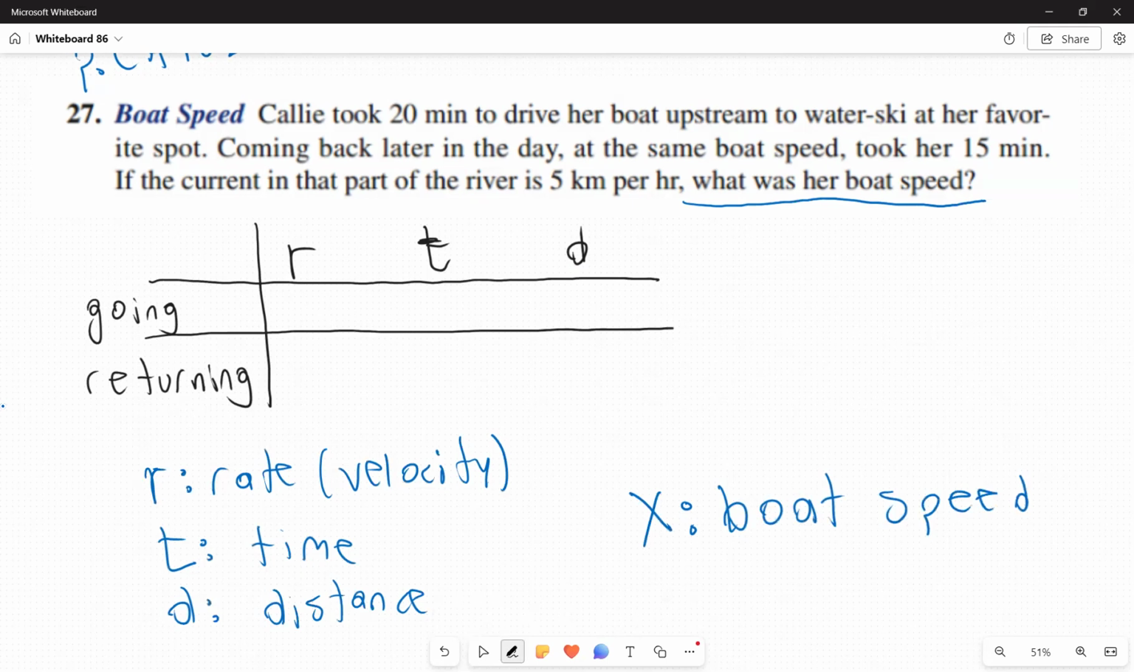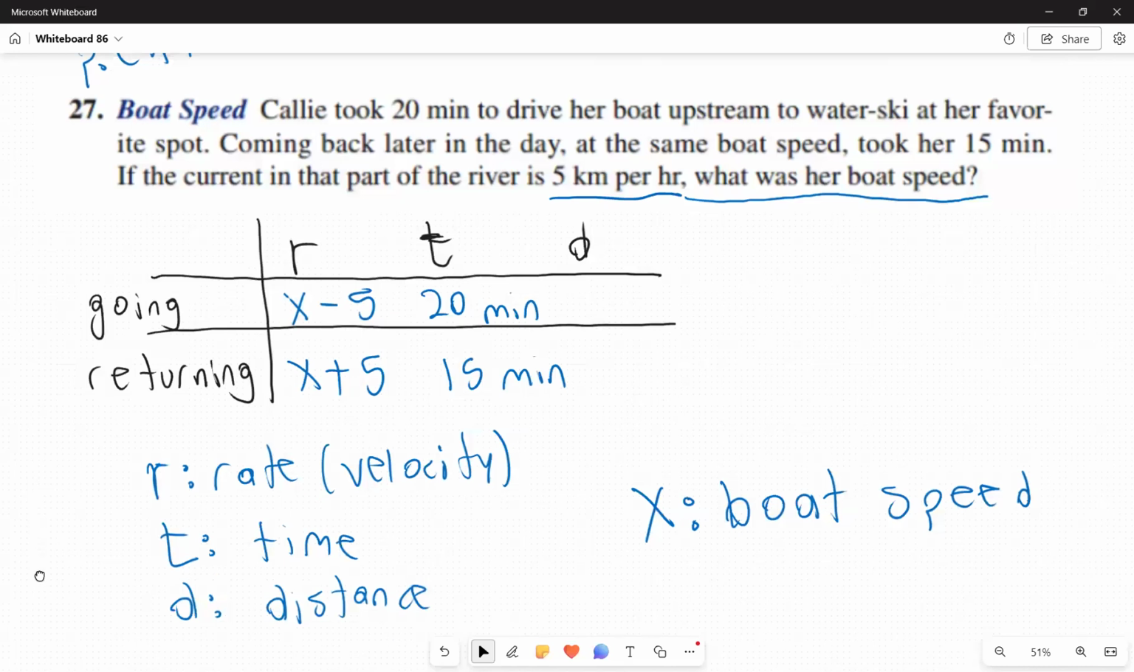So far we know the boat speed. It took her longer to get there and shorter to come back, so initially she was going against the current, so that was the boat speed minus the current of 5 kilometers per hour, and returning she was going with the current. Then it took her 20 minutes to get there and 15 minutes to return. And we need to find the distance.